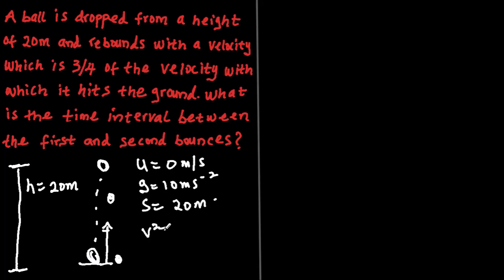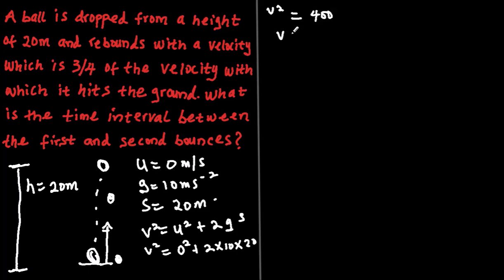So we say v squared equals u squared plus 2gs. So v squared is going to equal 0 squared plus 2 times 10 times 20. So v squared is going to equal 400. So the square root of 400 is 20. So v is 20 meters per second. Which means that the first time this object is bouncing, it is hitting the ground with a velocity of 20 meters per second.